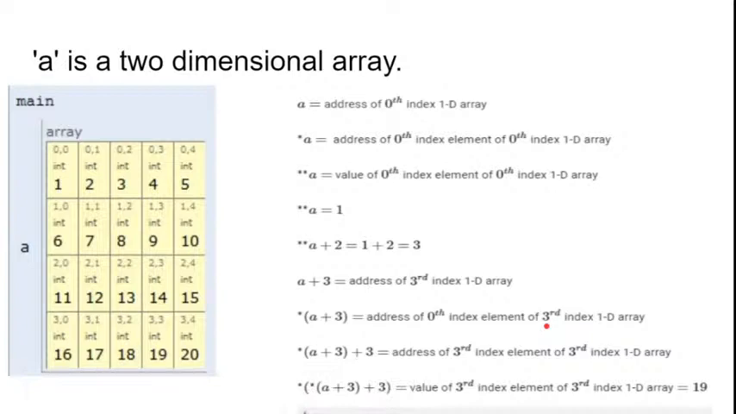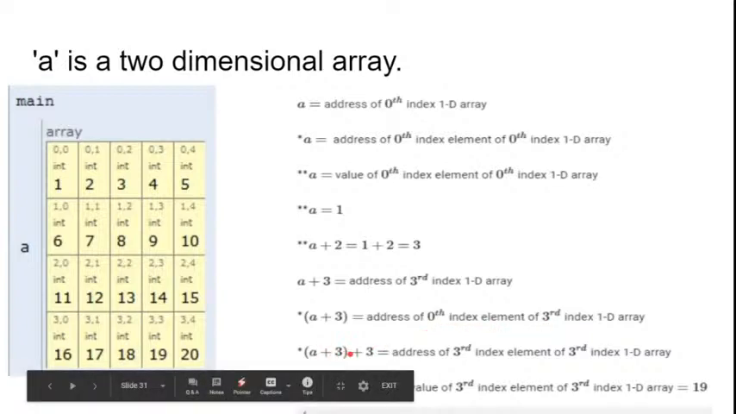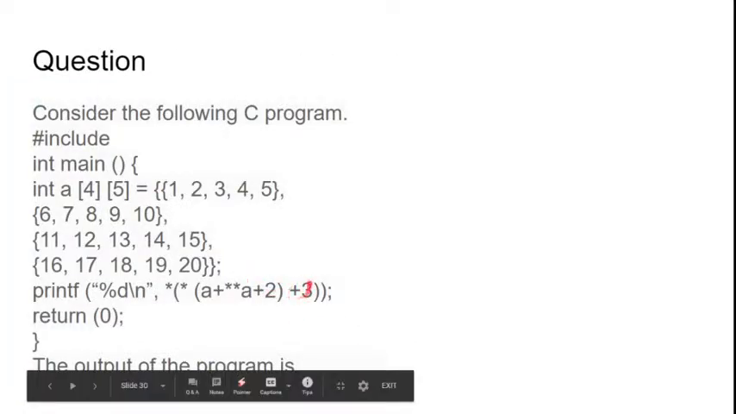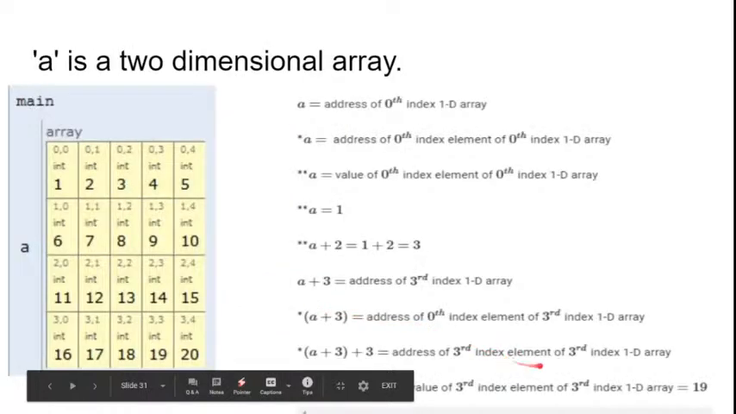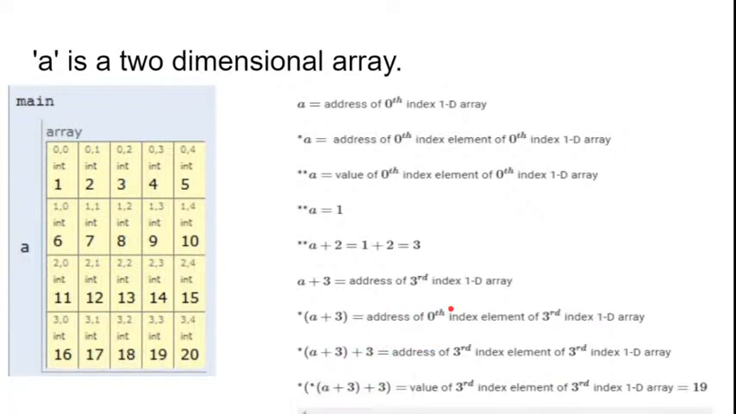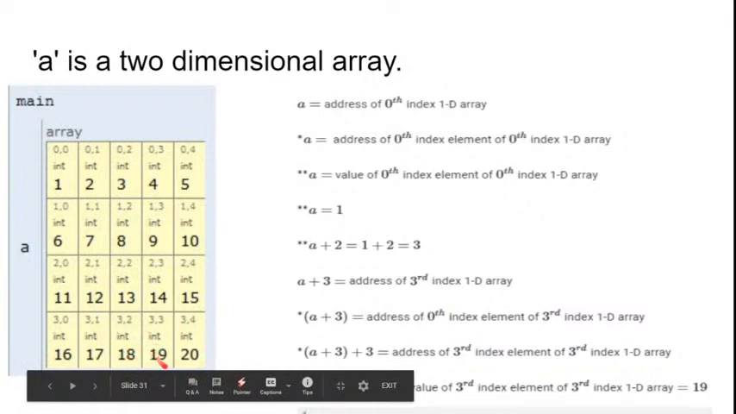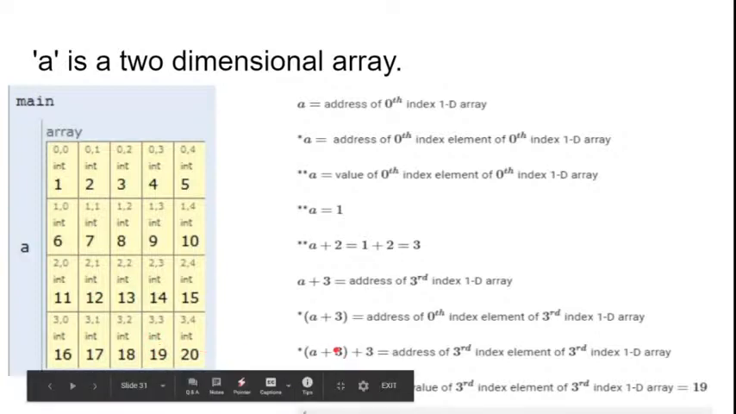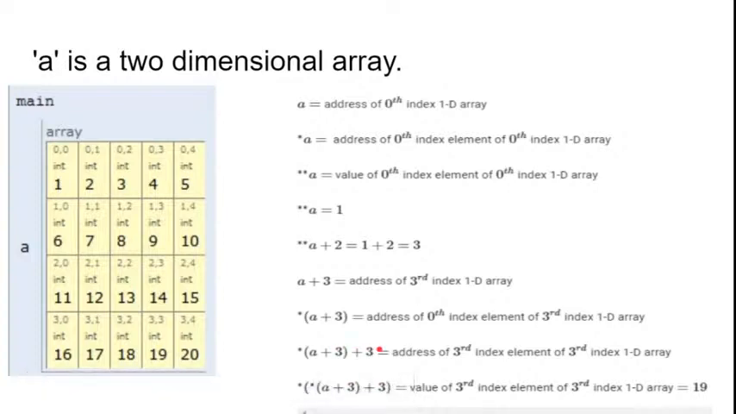And star a plus 3 plus 3, this one, is the third index element of the third index one-dimensional array. That is this one, 19. So we are getting 19. The star a plus 3 plus 3 gives the address of the third index element of the third index one-dimensional array.